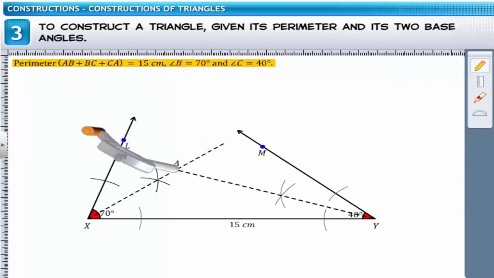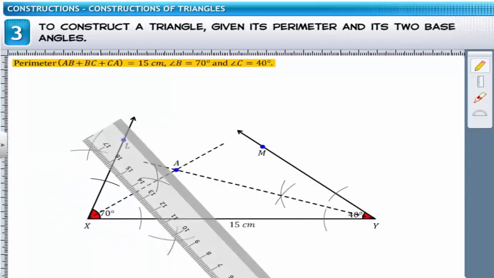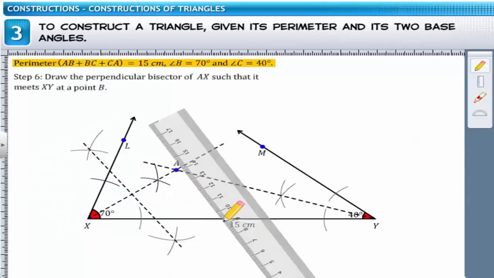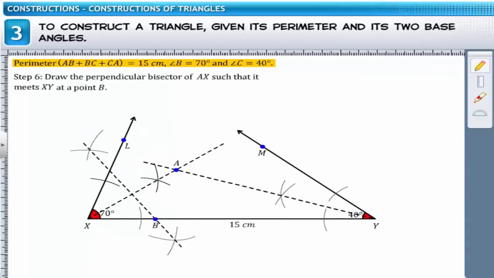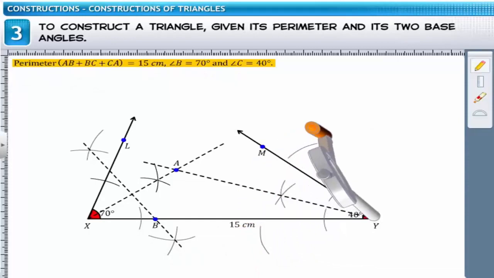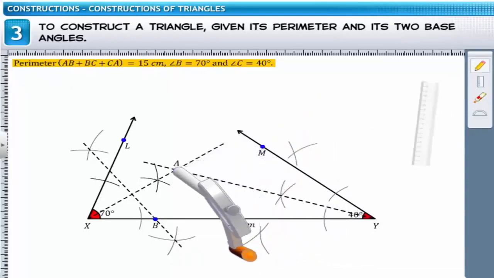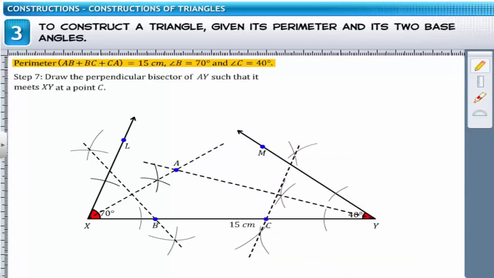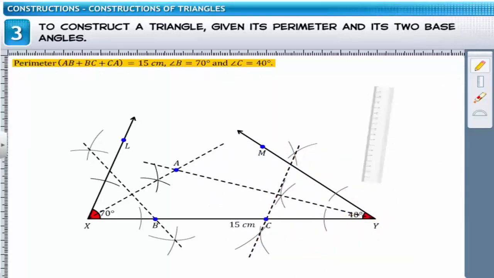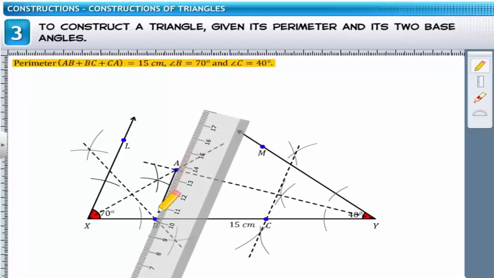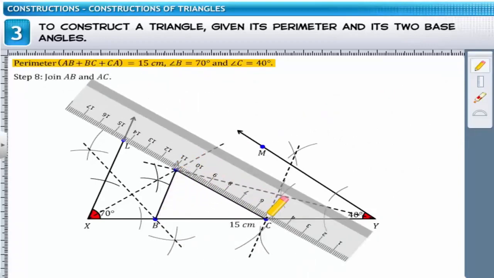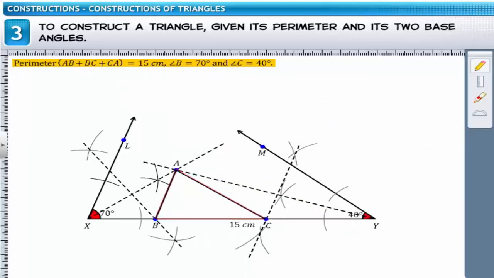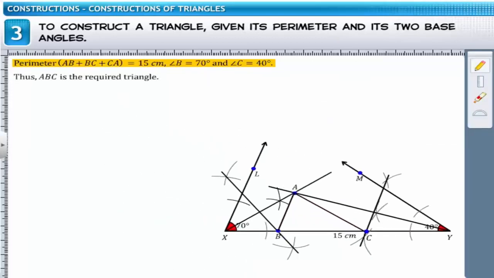Next, we'll draw the perpendicular bisector of AX such that it meets XY at point B. Similarly, we'll draw the perpendicular bisector of AY such that it meets XY at point C. Finally, we'll join AB and AC. Thus, triangle ABC is the required triangle.